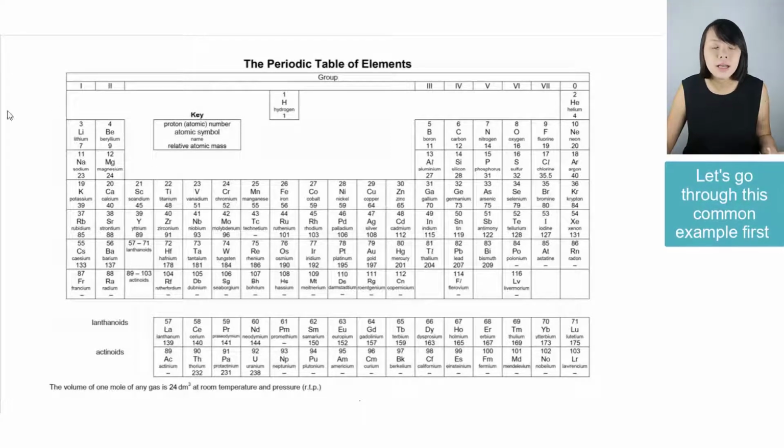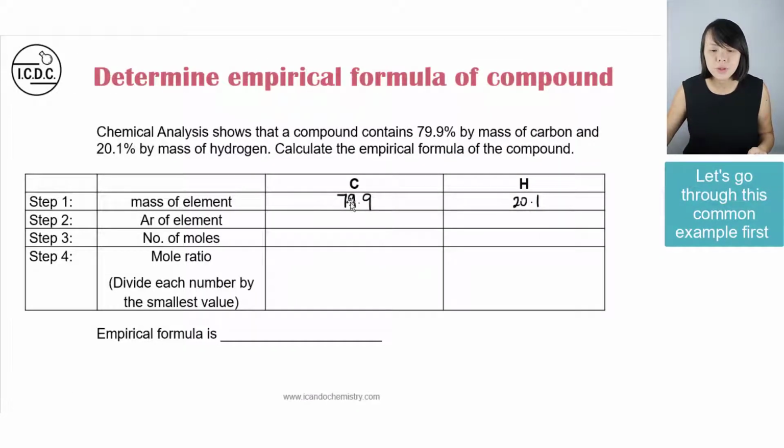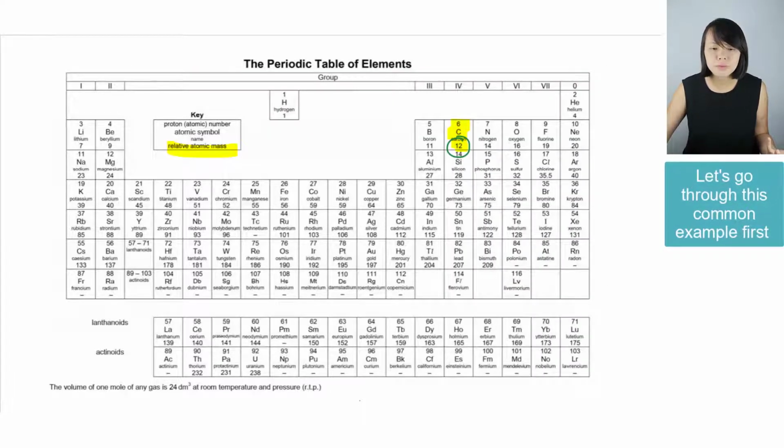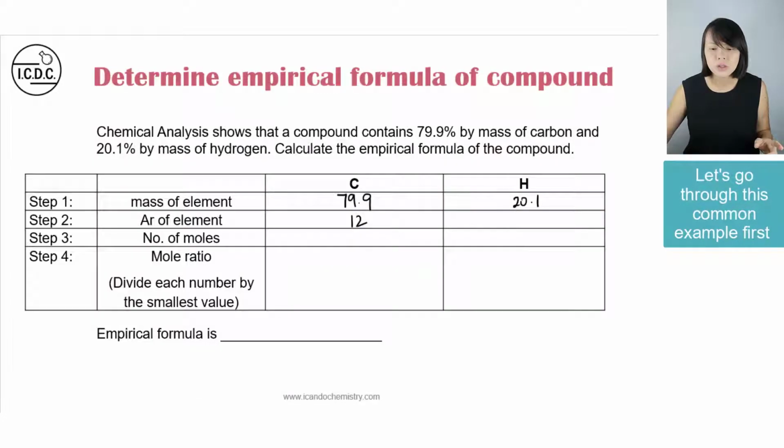So we are interested in carbon. What is the AR of carbon? Okay, carbon is over here. The AR, which is the relative atomic mass, is 12. You can just refer to the number below the chemical symbol to determine the relative atomic mass of each element. So carbon, it is 12. Now what about hydrogen? For hydrogen, the AR is 1. So the AR of hydrogen will be 1.